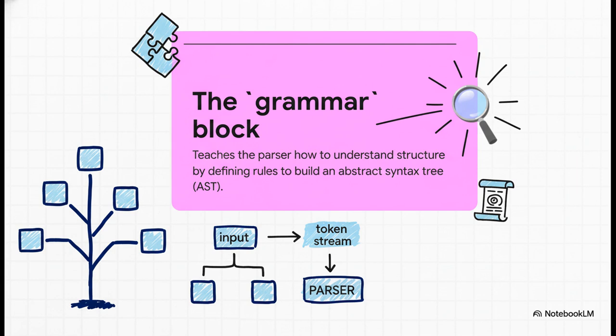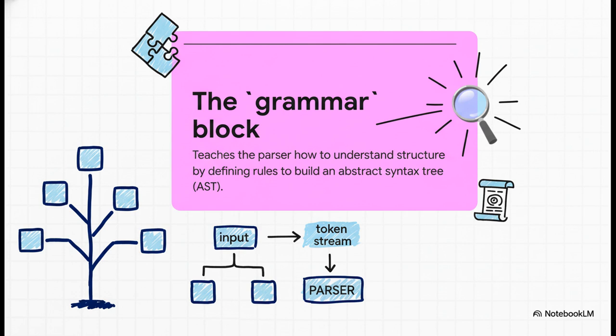Okay, so once the compiler can see all the little pieces, the grammar block teaches it how to understand structure, how those pieces fit together to form valid sentences. This is where you lay down the law for your language. You define the rules for what makes a valid statement or how expressions should be formed.